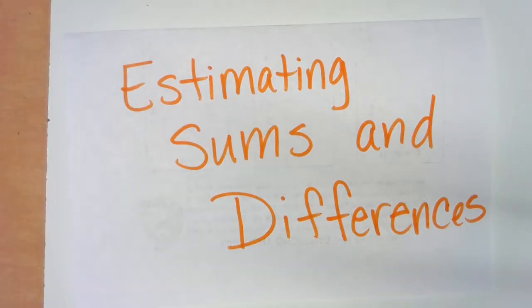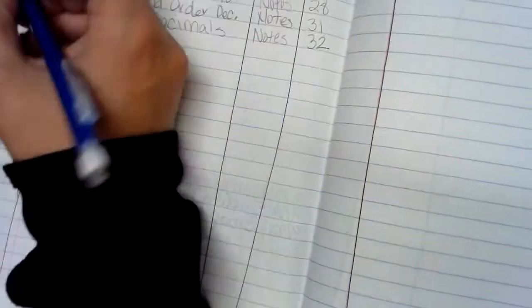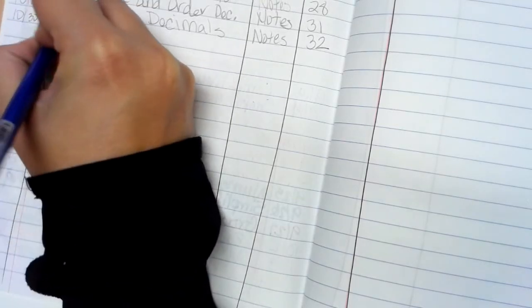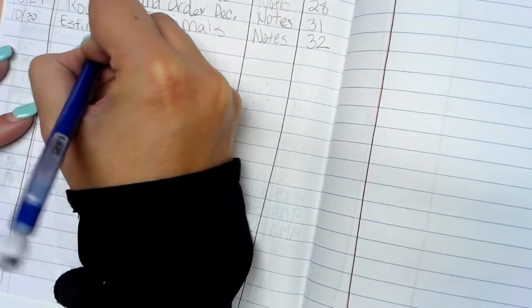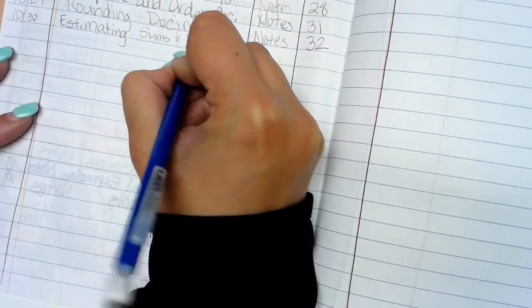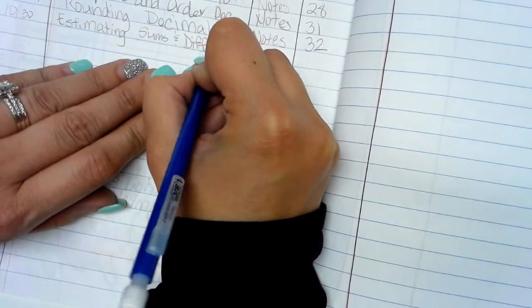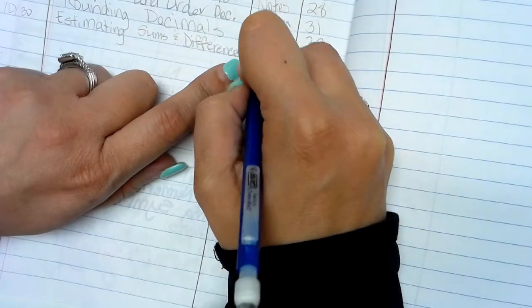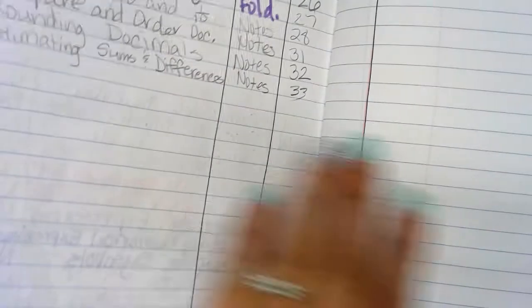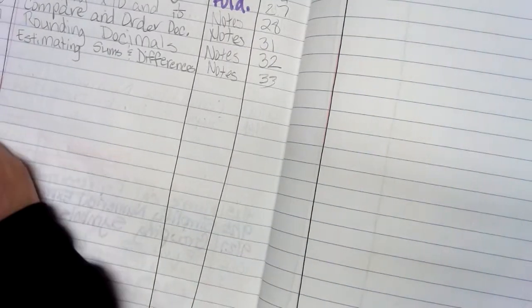And then your table of contents is going to say estimating sums and differences. So table of contents, this is the part that we are not getting done correctly. You're going to put the date, which is going to be 10/30, and then estimating sums and differences. And you're going to put that in your notes section, and I'm on page 33, so that's where I'm going to glue mine, okay?